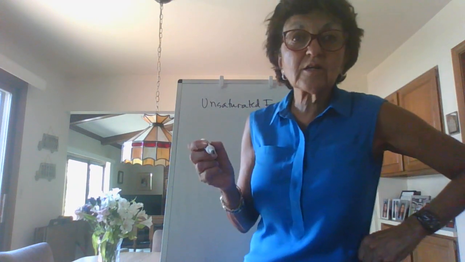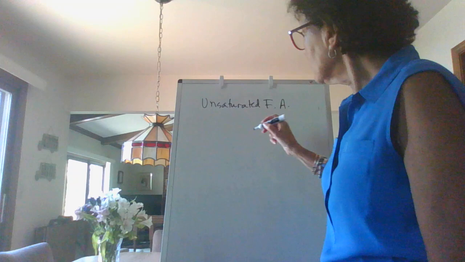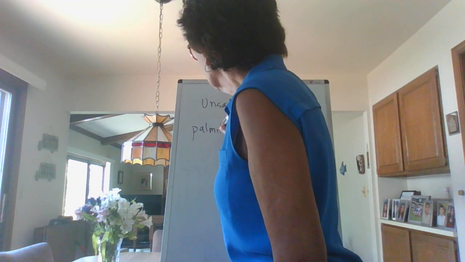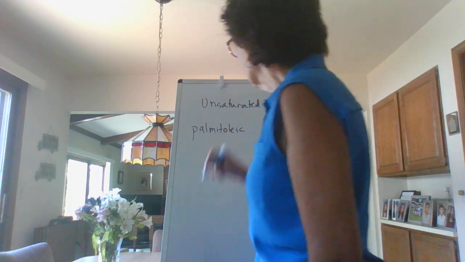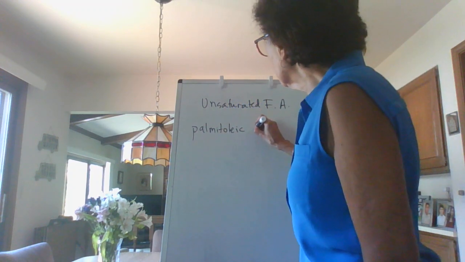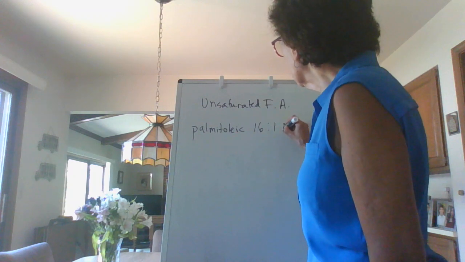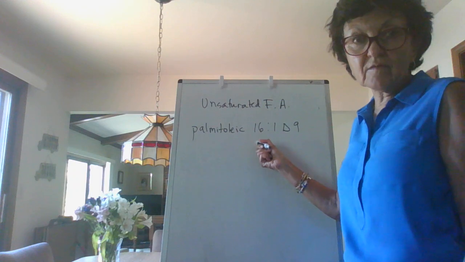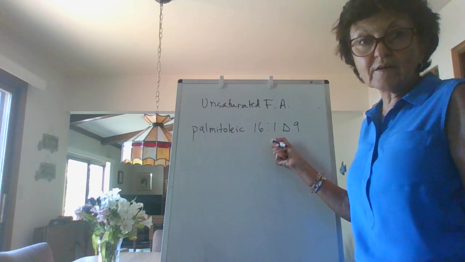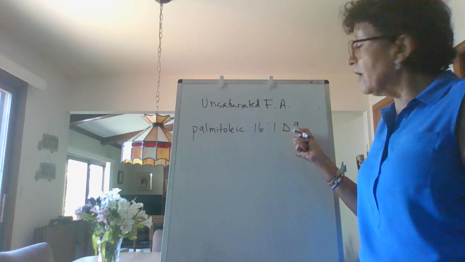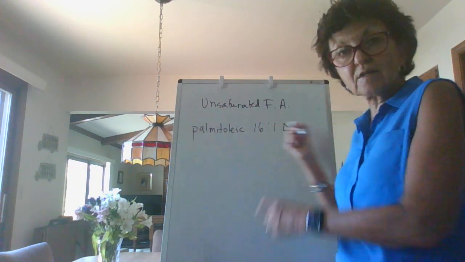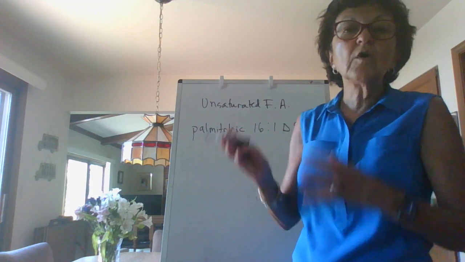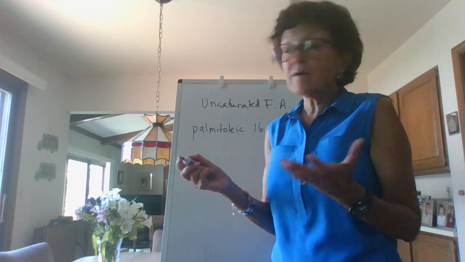So what are the unsaturated fatty acids you guys need to know? Let's start off with palmitoleic. Palmitoleic is 16:1 delta 9. What does that mean? It means that it has 16 carbons and it has one double bond, and the location of that double bond is at carbon number 9. That's what this little abbreviation will tell you, what the structure is going to look like, okay?